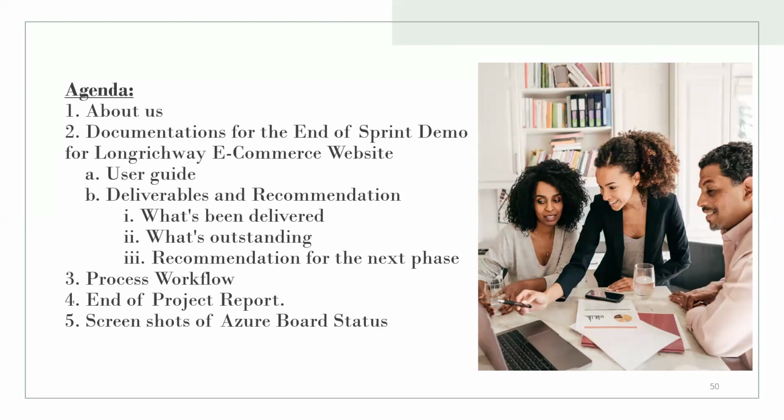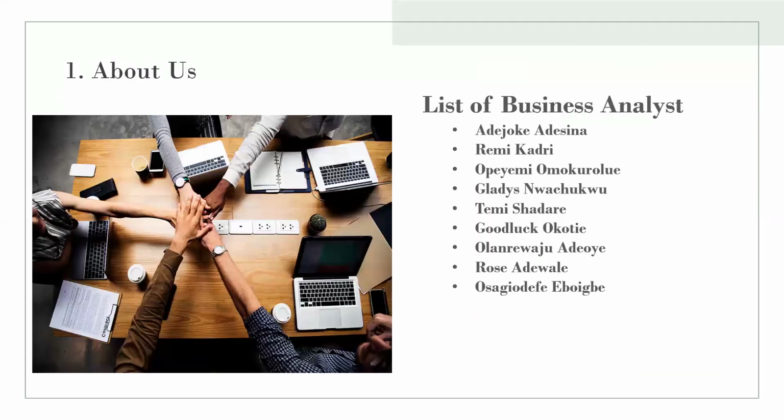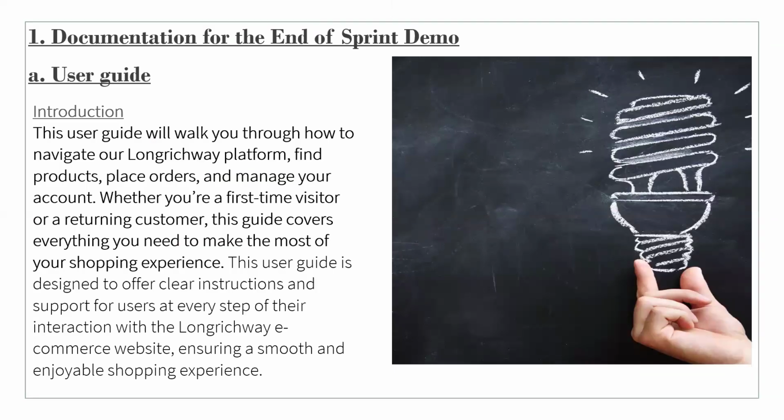These are the agenda for today. Next slide, please. And these are the names of the BAs that walked through the sprint. Next slide, please. From the first agenda, this is the second. This is documentation for the end of sprint, and we have the user guide.